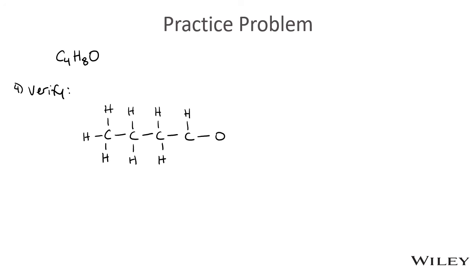Now I want to verify that everything has an octet. This carbon's good, these 3 are good. This one and the oxygen do not have an octet, so I'll go ahead and add a double bond to finalize my molecule. So we do have a structure that could match this molecular formula, and that means that this molecular formula can exist.